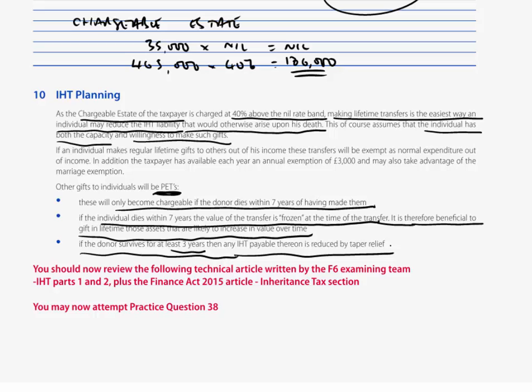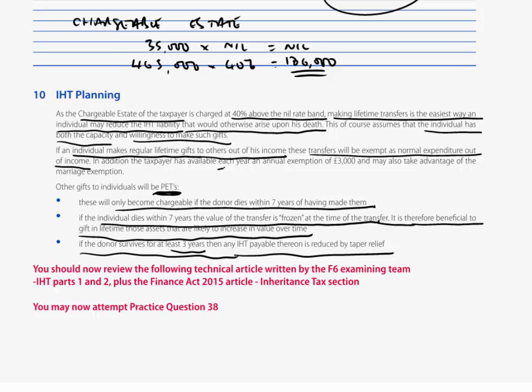So there, 3 good reasons for giving in lifetime. And of course, there are other gifts that we could make in lifetime that will never be chargeable to IHT at all, no matter when you die. If, for example, an individual makes regular lifetime gifts to others out of his income, normal expenditure out of income, we know, is exempt. So those transfers exempt as normal expenditure out of income.